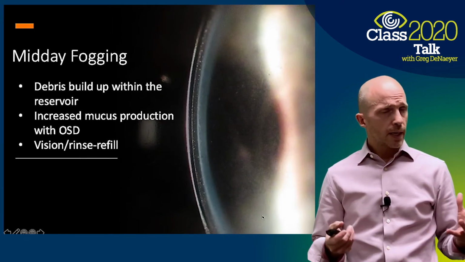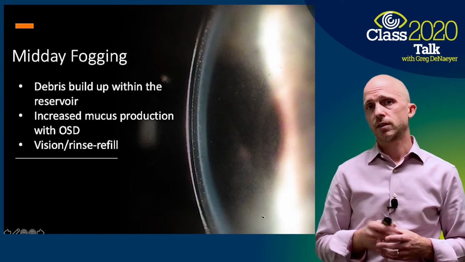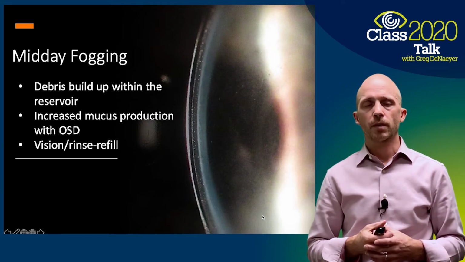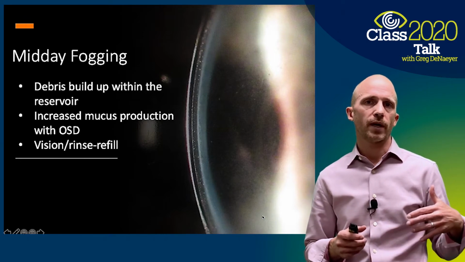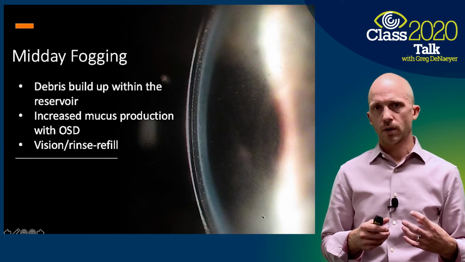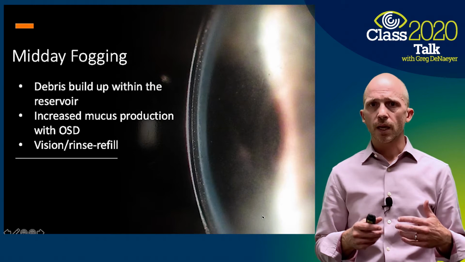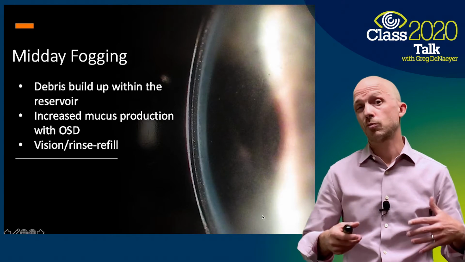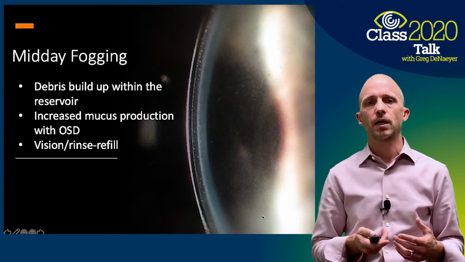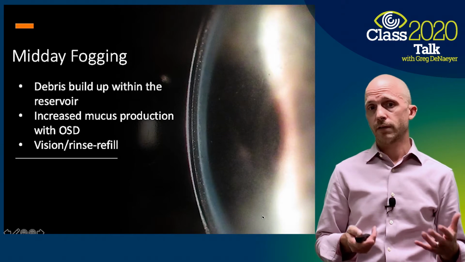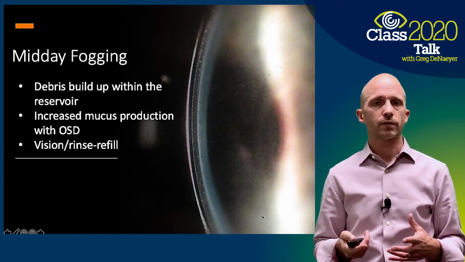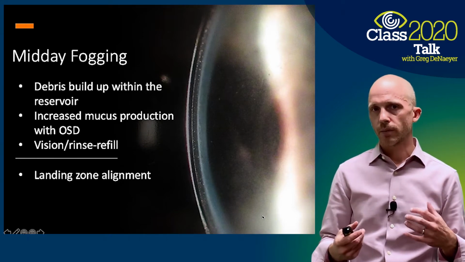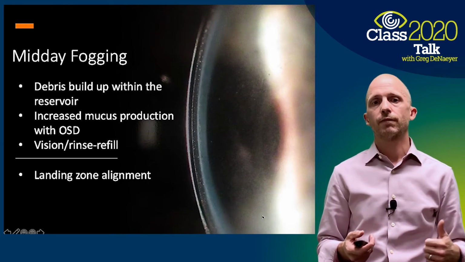Well, some complications that we can see with patients with ocular surface disease who might wear scleral contact lenses include midday fogging, and any scleral lens patient can have this problem. Basically, midday fogging is where we have debris build up within the reservoir of the scleral contact lens. In my experience, this is a bit more common with patients with ocular surface disease because they produce more mucus, and that mucus can get sucked up underneath the contact lens. Ultimately, midday fogging can affect vision, causing the patient to have to take out the lens and rinse and refill it during the day. Some tips that we may employ to reduce midday fogging.